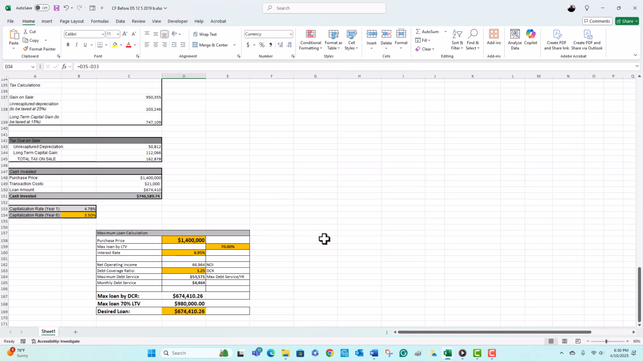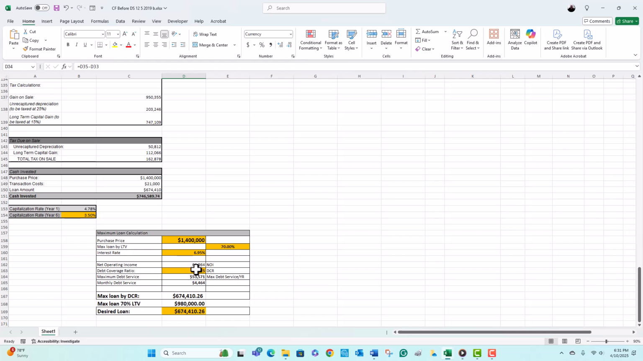$1,400,000, and we've probably talked to a lender, and the lender has given us some basic loan qualification ratios that they want to see. One of those is a 70% loan to value, and that 70% works out to be a loan of $980,000. So $1,400,000, we can get a loan of $980,000. But they've also said this: there must be a debt coverage ratio of 1.25 or 125%.